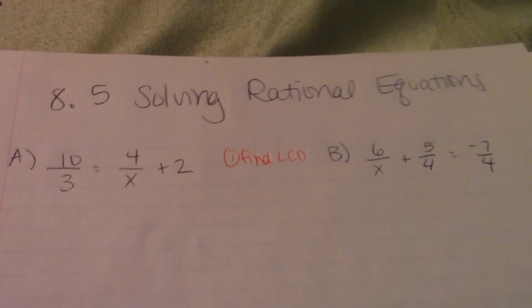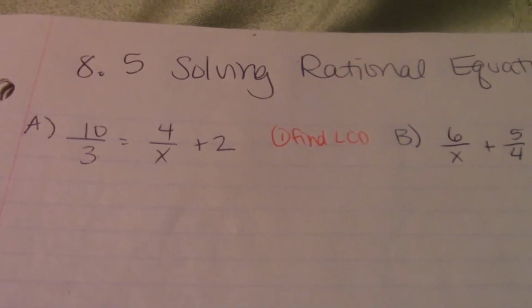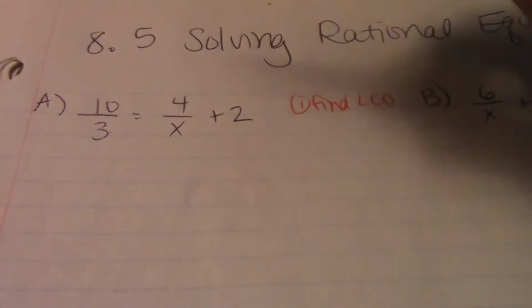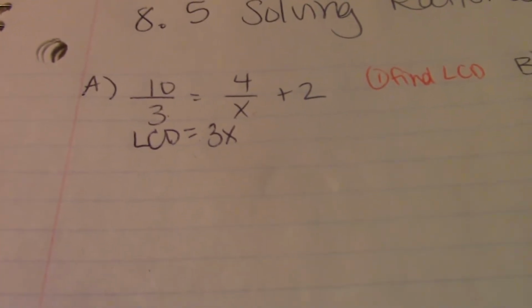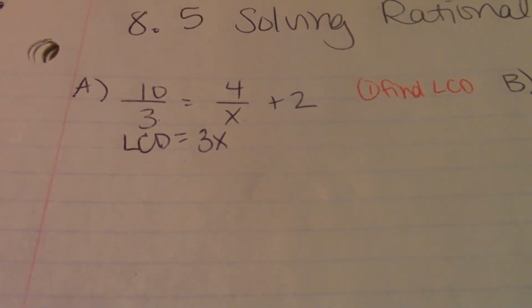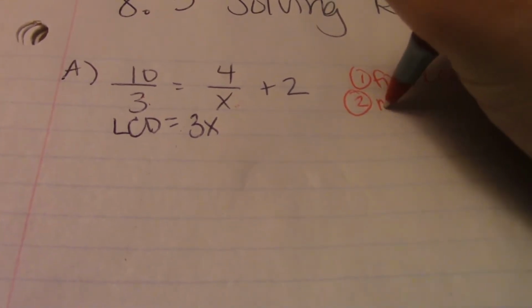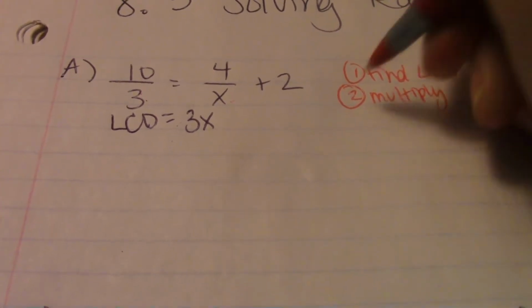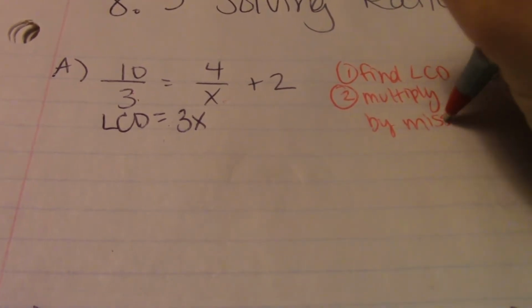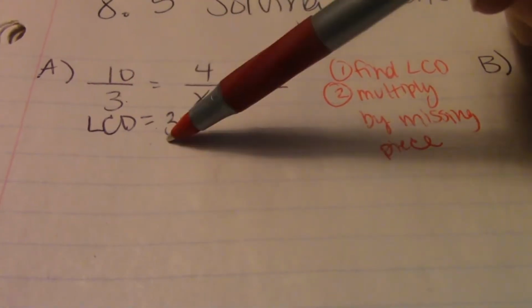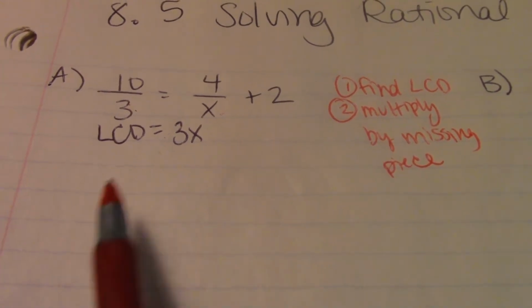Your LCD is the same thing as your LCM, it's just looking at the bottom numbers. So this one, our two bottom numbers are 3 and x, they're not alike. So our LCD is 3x. Okay, so now you're going to multiply by the missing piece, just like we did the other day. So this one has a 3, but it is missing the x.